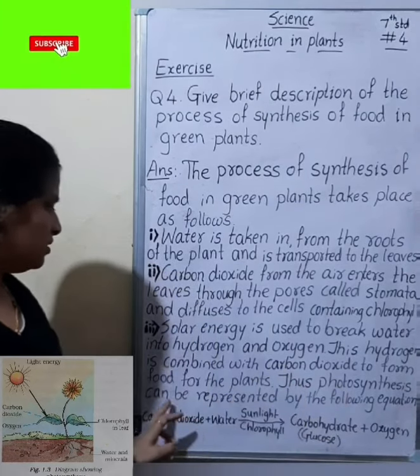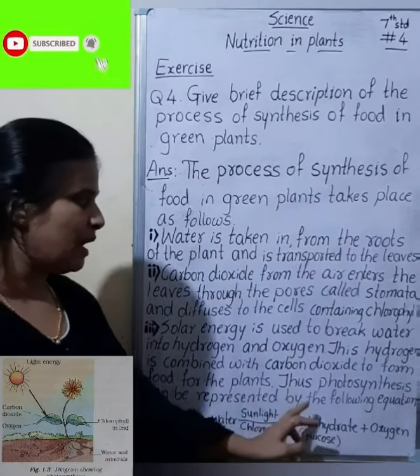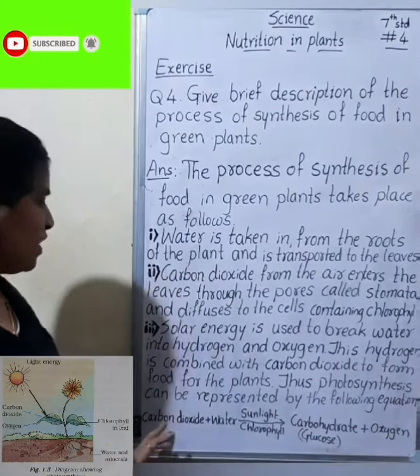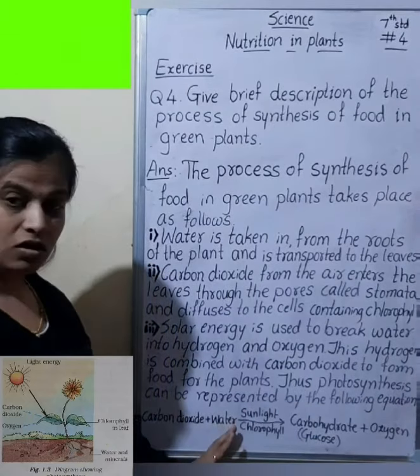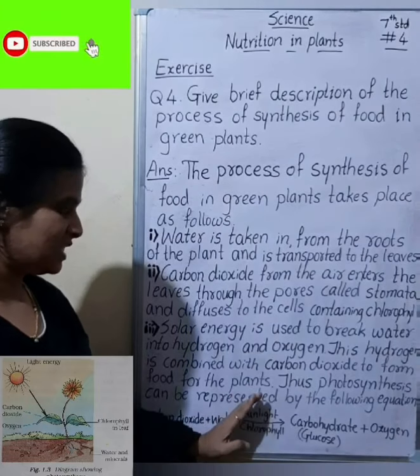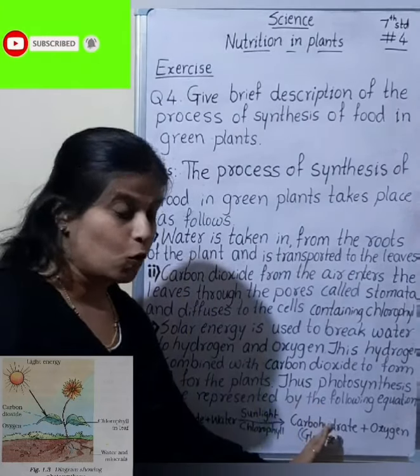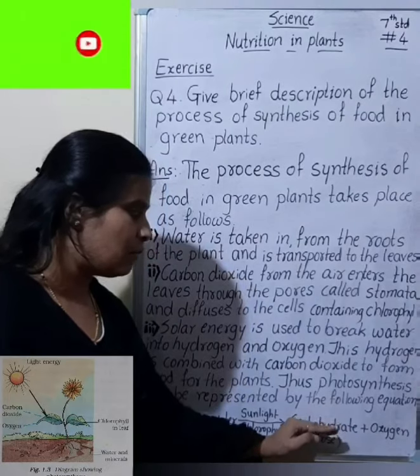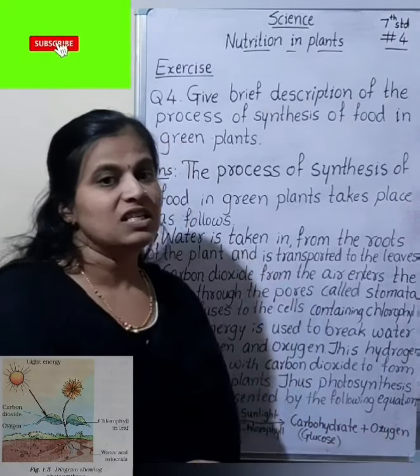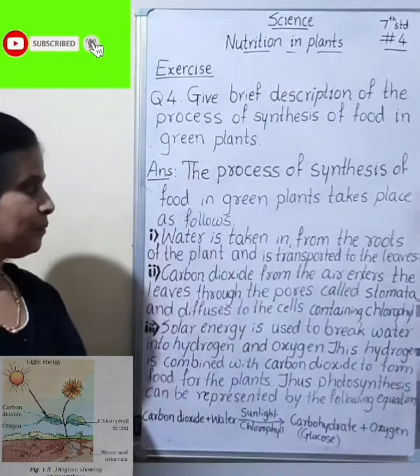Thus photosynthesis can be represented by the following equation. Carbon dioxide plus water, in the presence of chlorophyll and sunlight, prepares glucose, or we can write carbohydrate, plus oxygen is released.